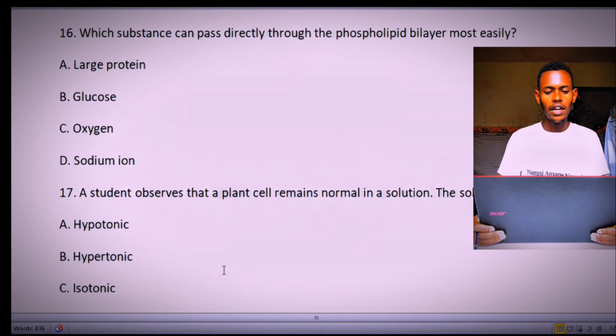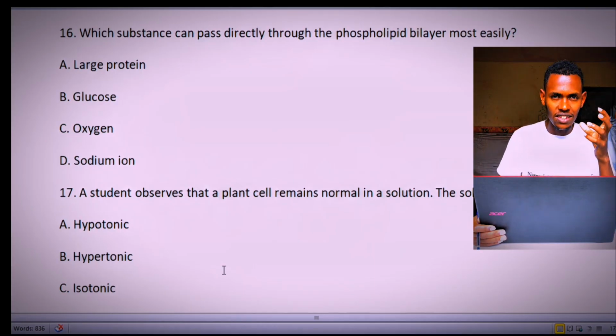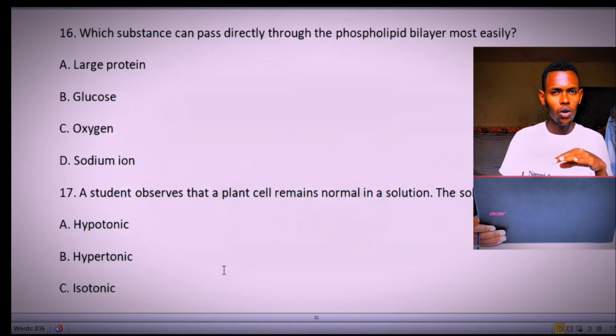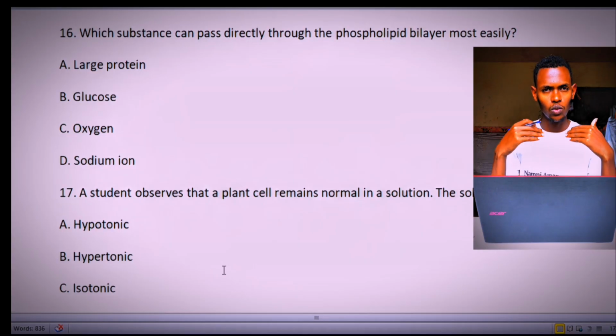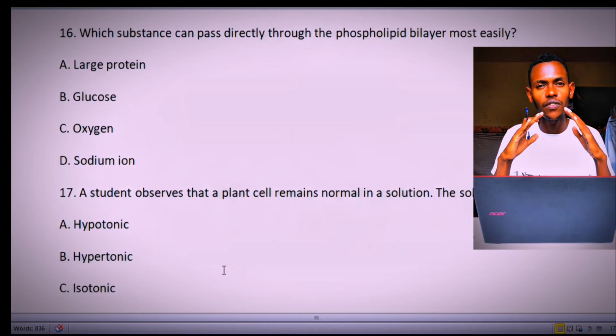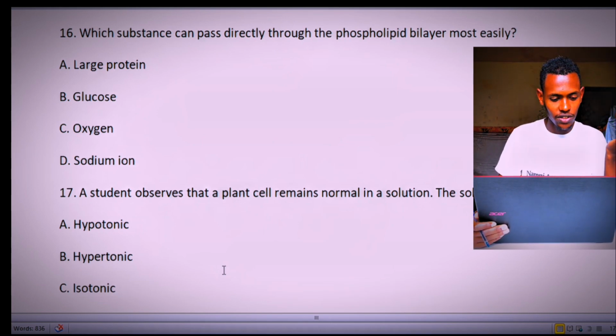Which substance can pass the phospholipid bilayer most easily? This means which substance does not require ATP or the membrane protein to pass into the cell. That means which one passes by simple diffusion? A. Large protein. B. Glucose. C. Oxygen. D. Sodium ion. Now it is your turn.